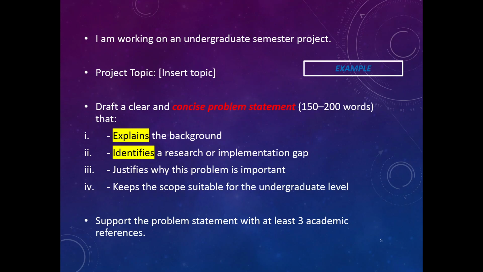So the exact prompt that I have generated for you is: I'm working on an undergraduate semester project. And again, you have to plug in the project topic. Draft a clear and concise problem statement, and you can give it any word length you want. Explain the background, identify a research or implementation gap, justify why this problem is important, keep the scope suitable for an undergraduate student. So let's just copy it.